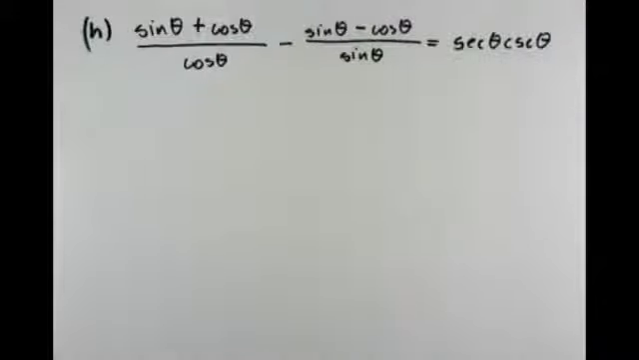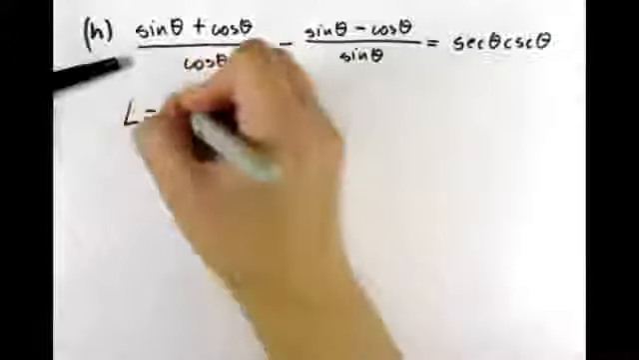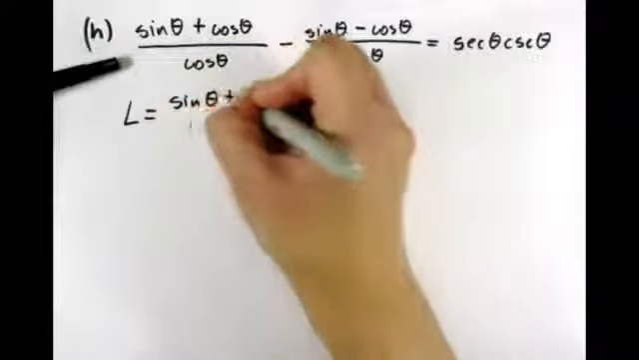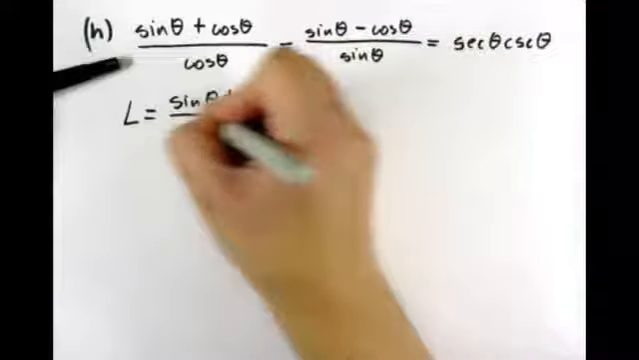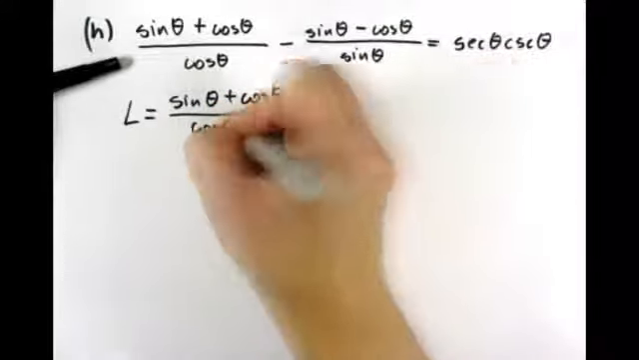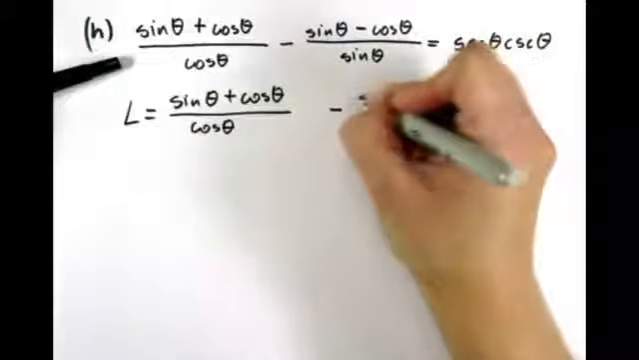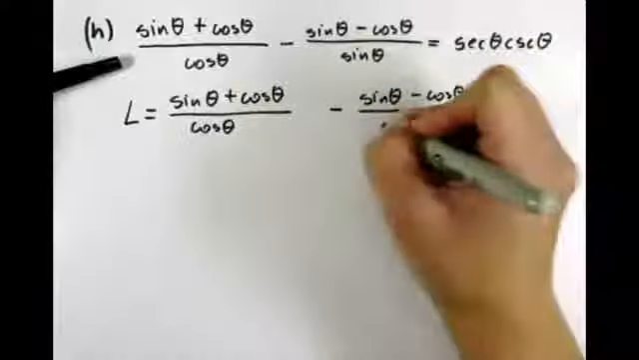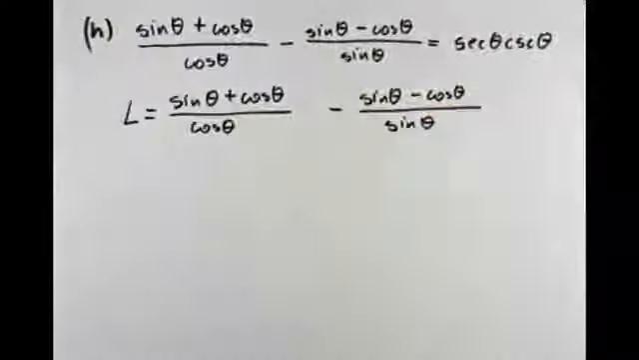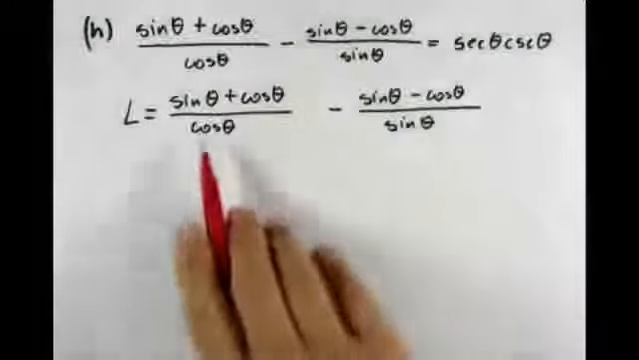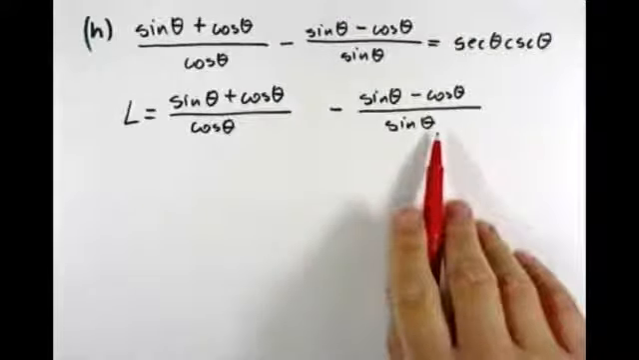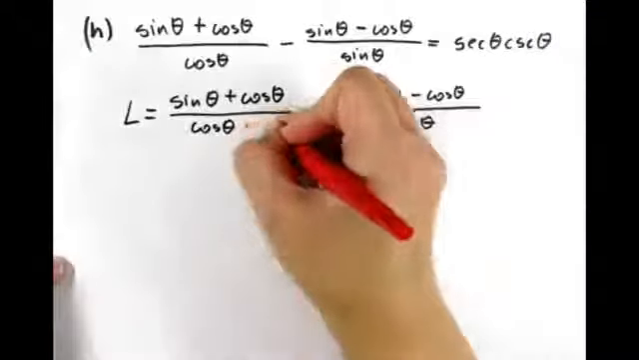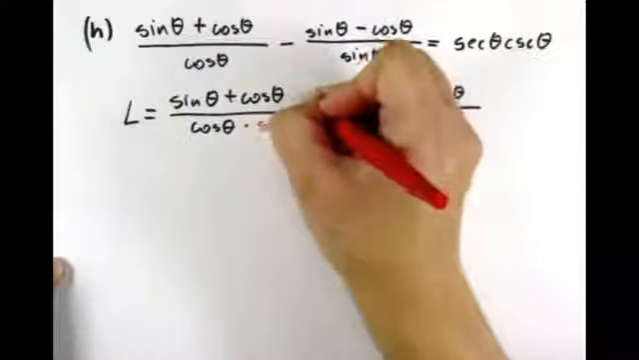Okay, so I'm going to start with the left side. I have sine theta plus cos theta over cos theta minus sine theta minus cos theta over sine theta. And I'm going to find the common denominator for those two. For those two, cos and sine, its common denominator is cos times sine. So this would be times sine.